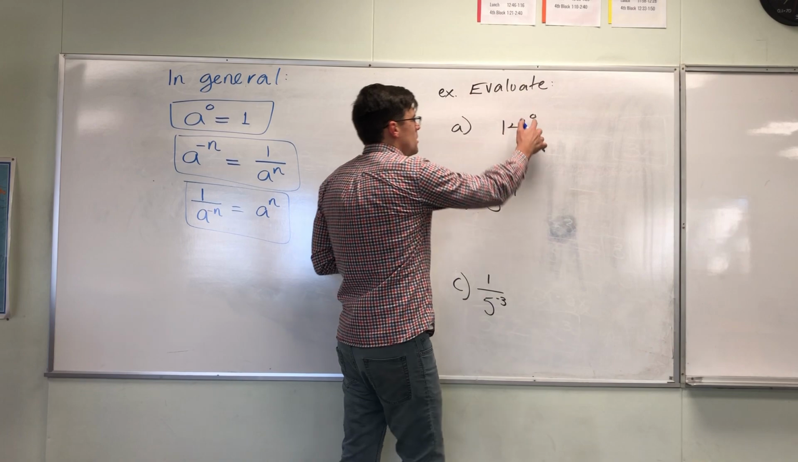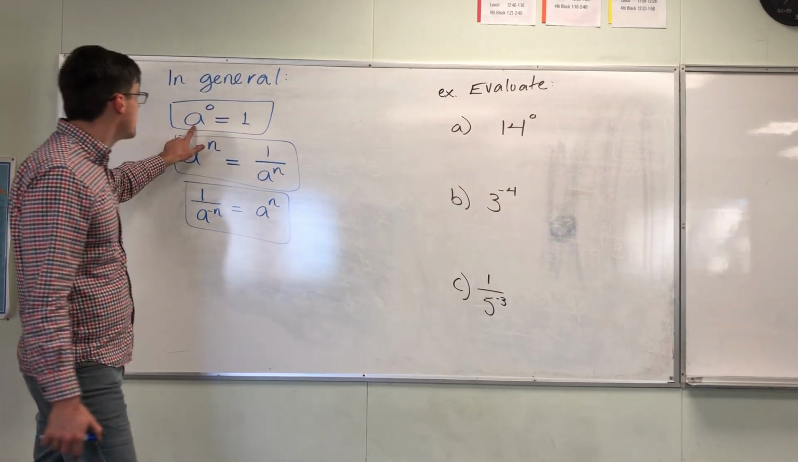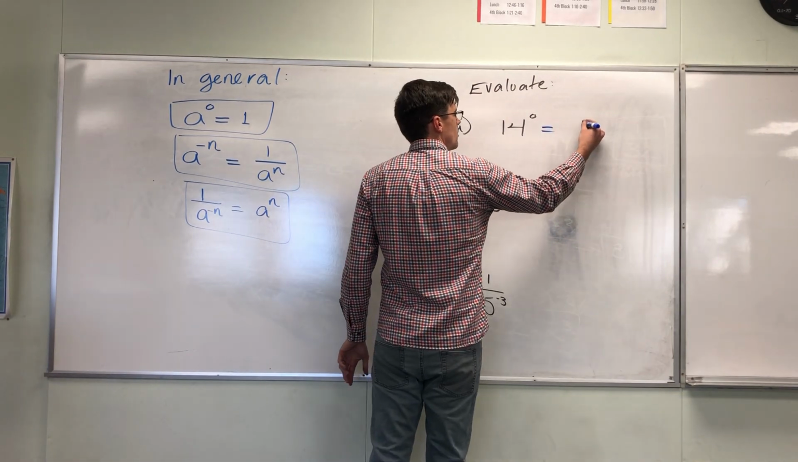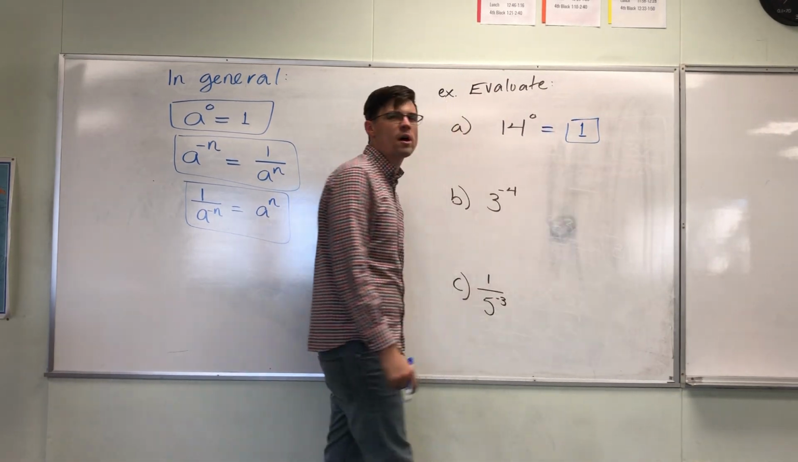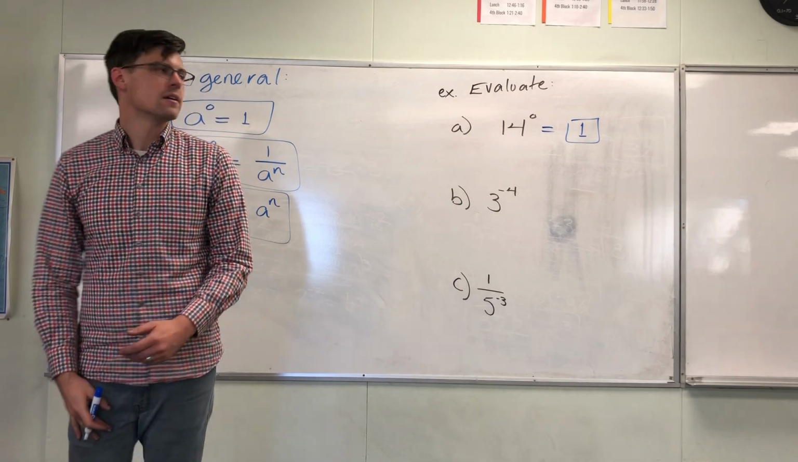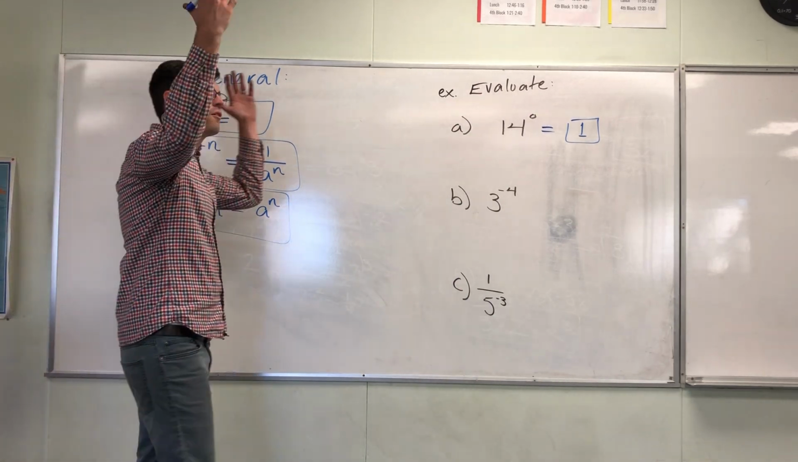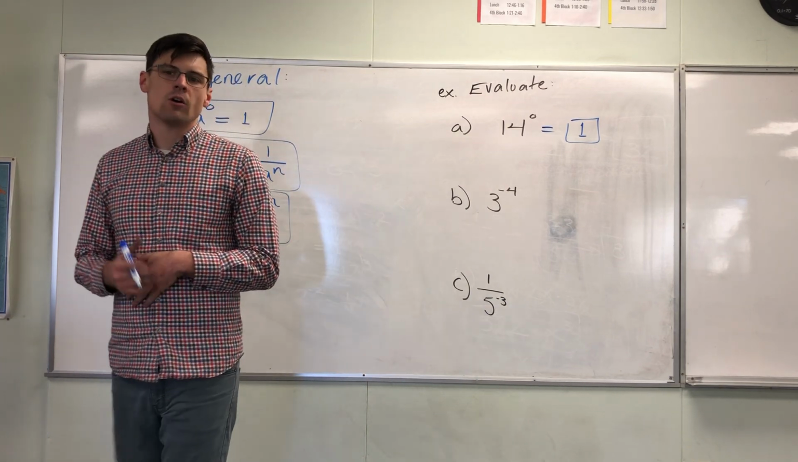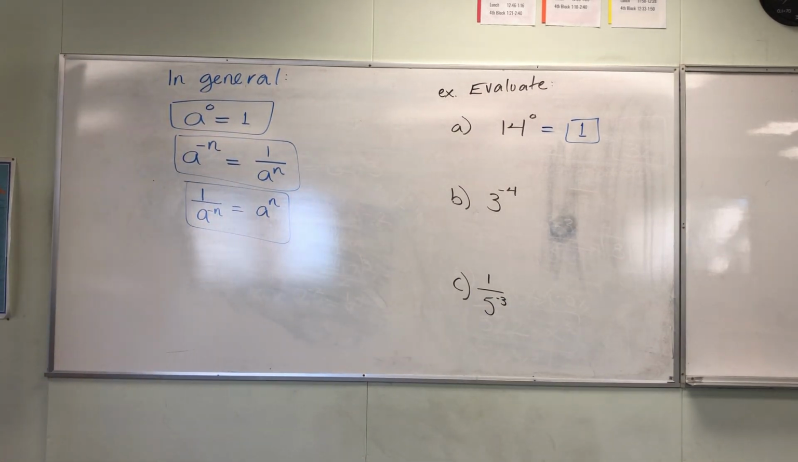14 to the power of 0. Well, anything to the power of 0 is just 1. Boom, that's it. It's just 1. Anything to the power of 0 is 1. Negative 14, 144, 1,000,000,004, anything to the power of 0 is simply just 1.